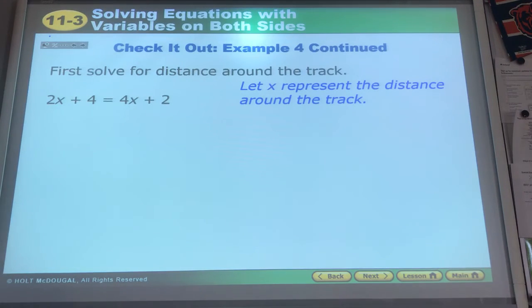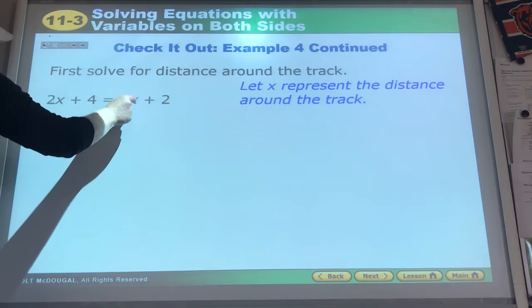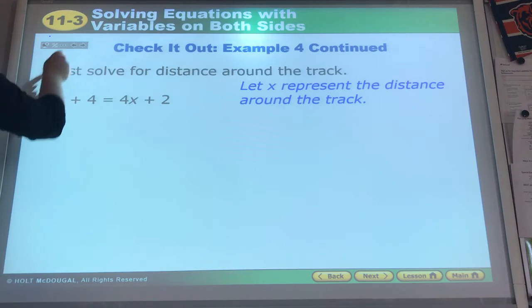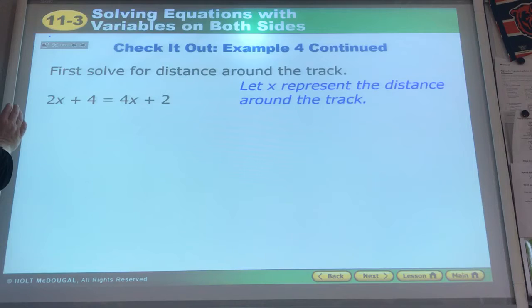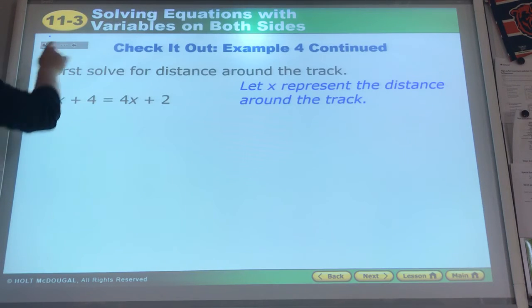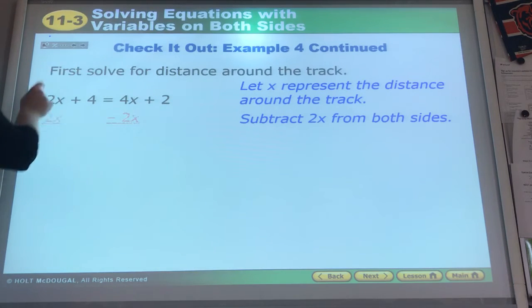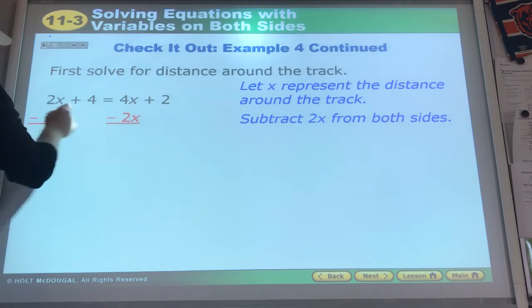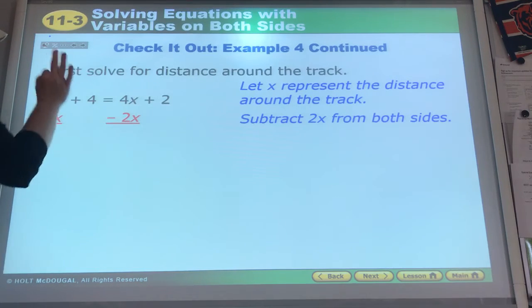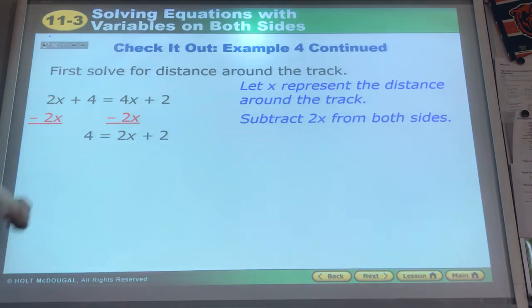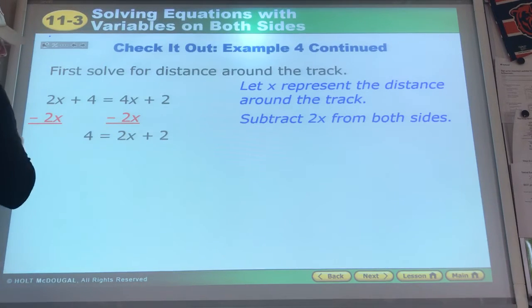So the first thing we're going to do is combine the variables. They like to keep it positive, so I bet they work with 2x. They subtract 2x, and they subtract 2x. Notice they go with the same items because they're like terms. So then we get 4 equals 2x plus 2.